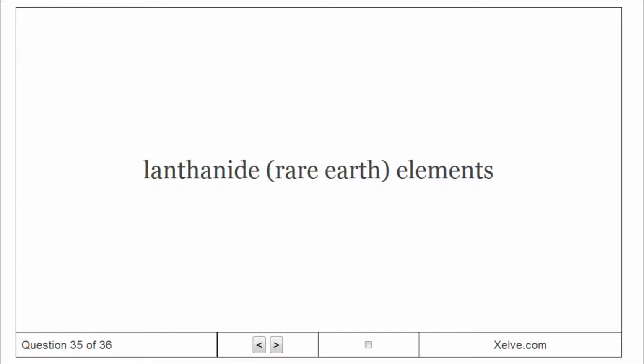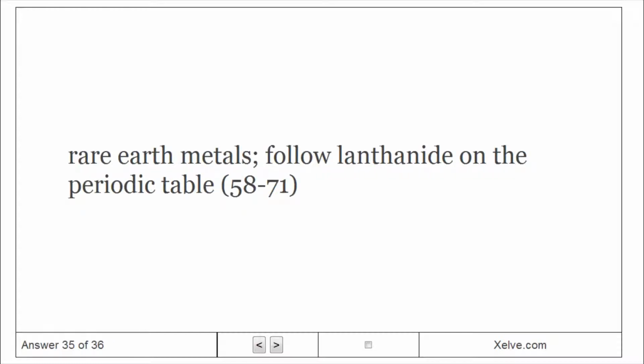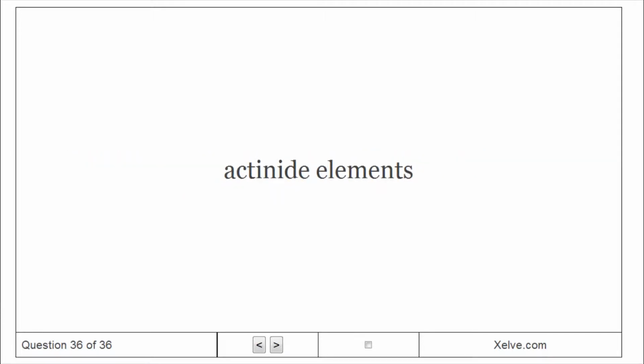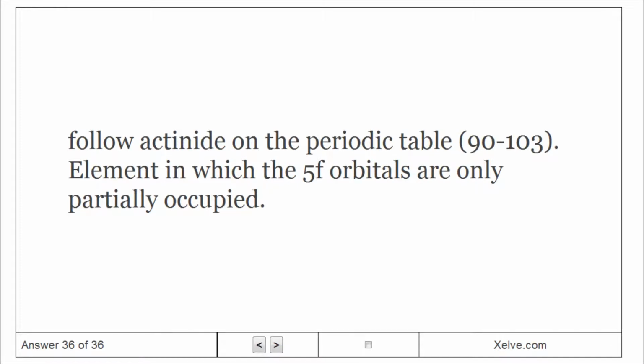Lanthanide elements. Rare earth metals that follow lanthanum on the periodic table. Actinide elements. Elements that follow actinium on the periodic table, in which the 5f orbitals are only partially occupied.